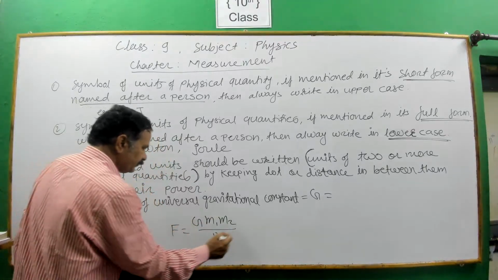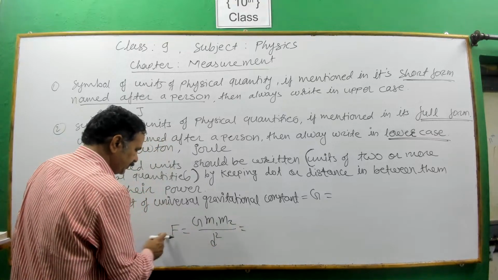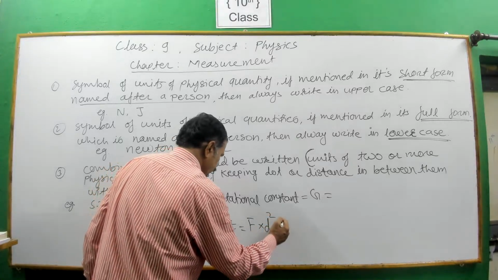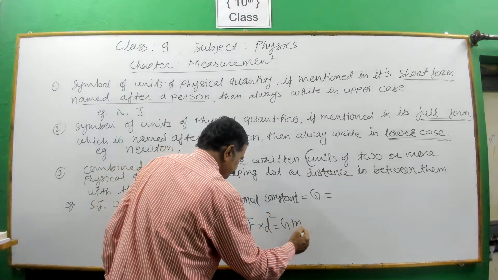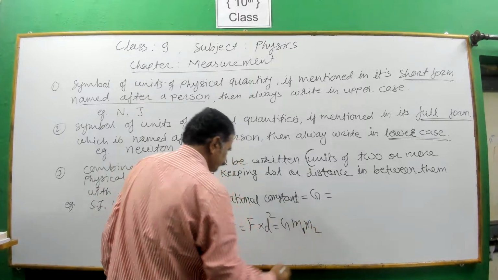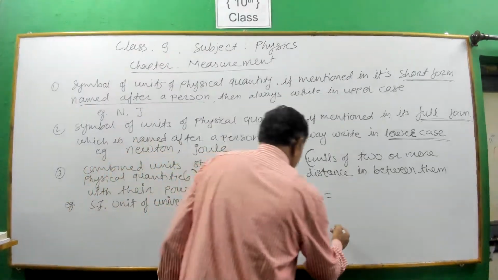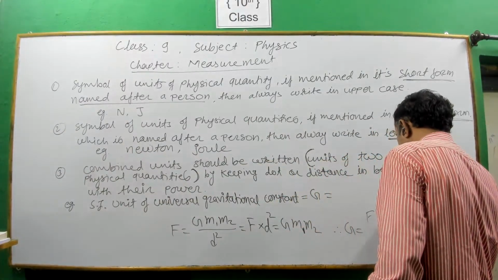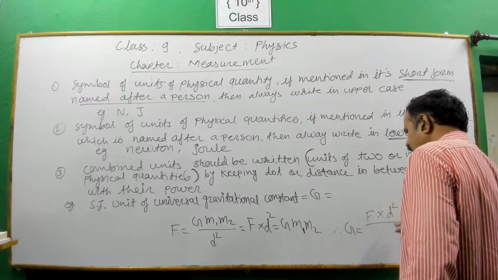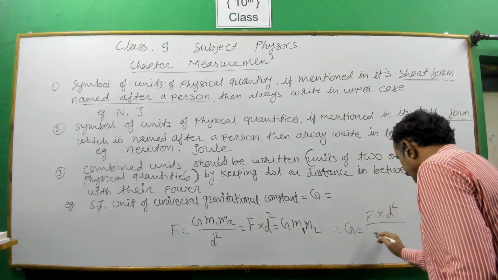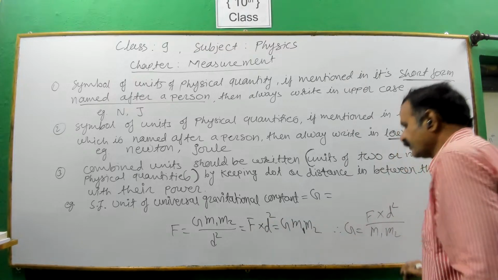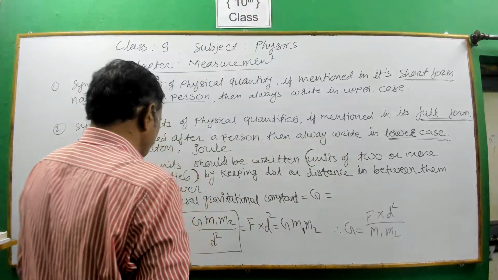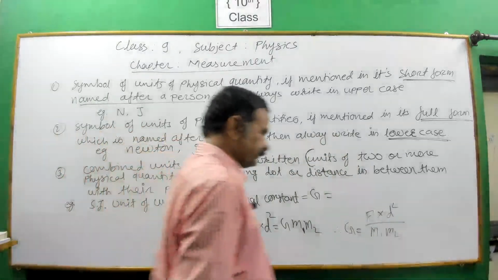So how do we get this G? By doing the calculation, bring this d square this side. So force into d square is equal to G m1 into m2. Therefore G is equal to force into the square of the length present between the two objects divided by m1 into m2. This equation was put forth by Sir Isaac Newton.